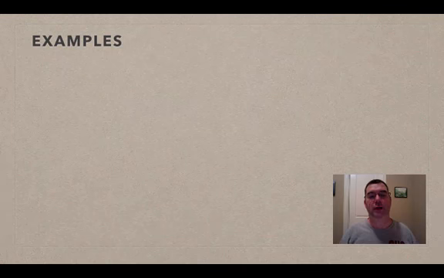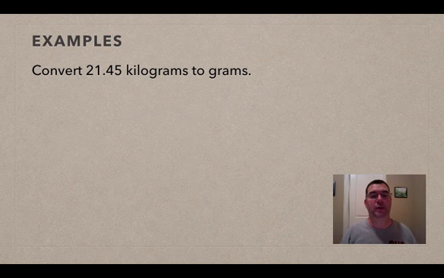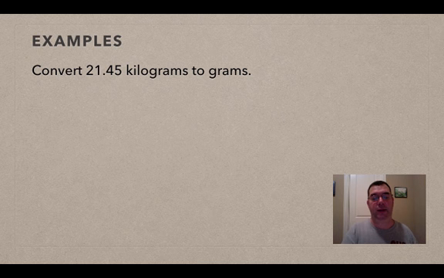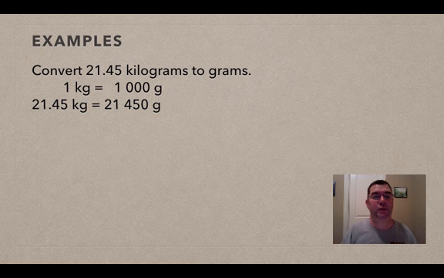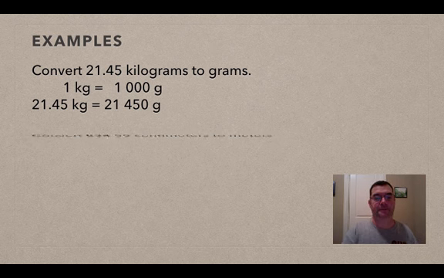All right, so let's do a couple of examples just to see what I'm talking about. If I wanted to convert 21.45 kilograms to grams, well, I know that a kilogram is 1,000 grams, so I set that equation up, and as long as I multiply both sides by the same thing, then it's still equal. So I'm going to multiply both sides by 21.45, so that 21.45 kilograms is equal to 21,450 grams.